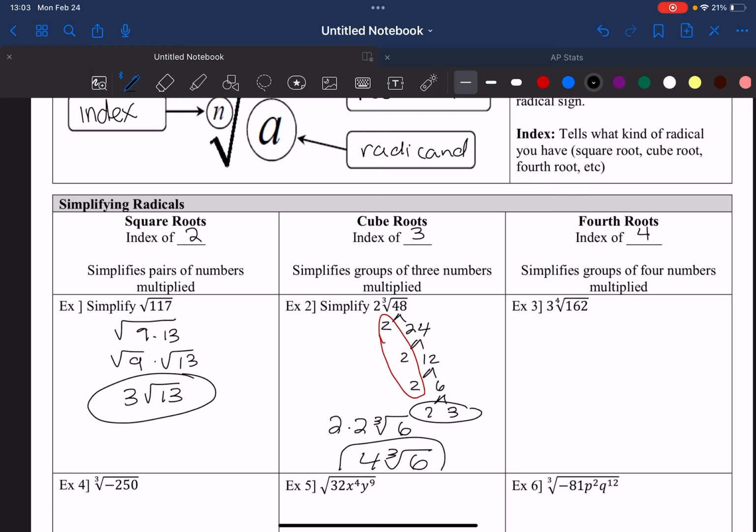And then the same thing with the fourth root. So I'll show you again the other way. So 2 numbers that multiply to 162. Well, that is 81 and 2. So this is 3 times the fourth root of 81 times 2. Okay. We can take the fourth root of 81 because it's a perfect fourth. So we would do 3 times the fourth root of 81 times the fourth root of 2. The fourth root of 81 is 3, so this is 3 times 3 times the fourth root of 2. So we would have 9 fourth root of 2.